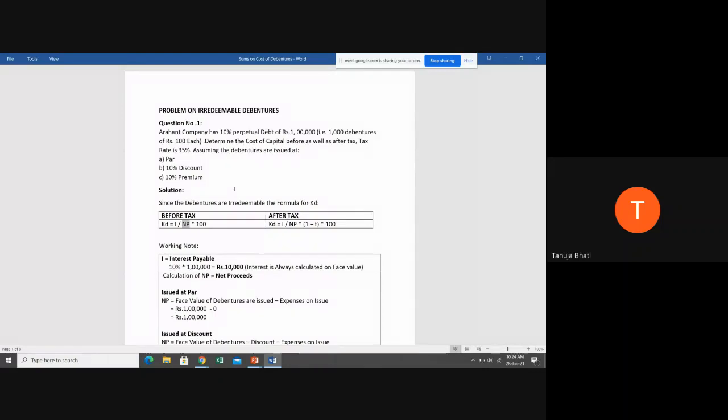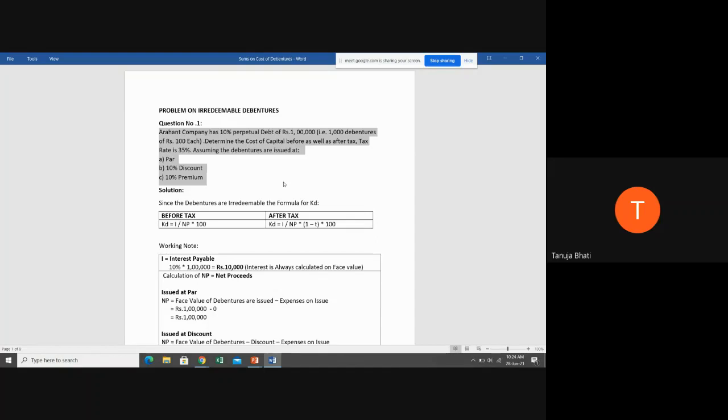Very good. It is net proceeds, but what do you mean by that? It means you are issuing the debentures here. That means debentures are issued at par. Arihant company is selling the debentures at par, that means at 100, which is at 1 lakh rupees, minus any expenses on issue. So that is the formula. Now, in this particular problem, are the expenses on issue given? Any kind of expenses, can you see?